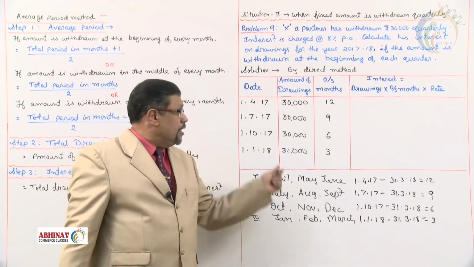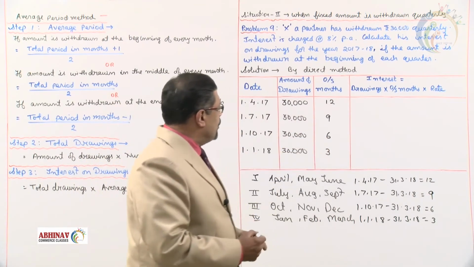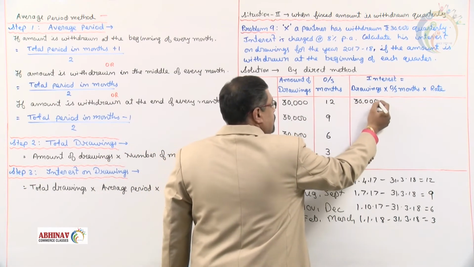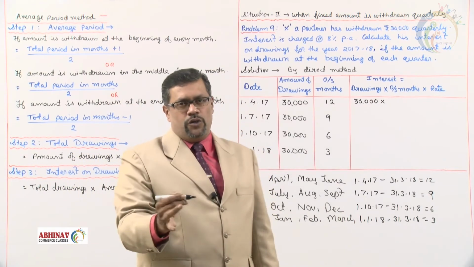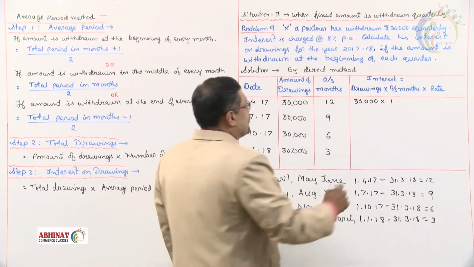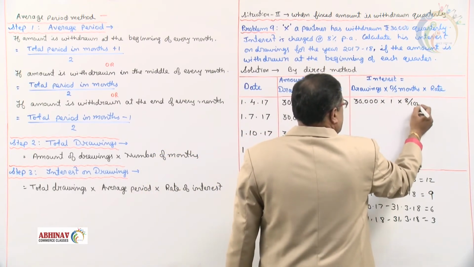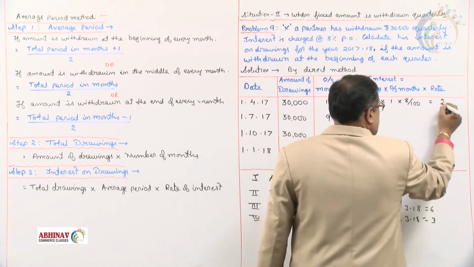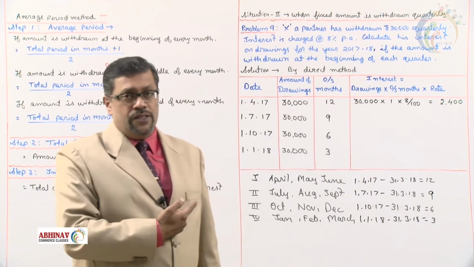Once this is clear, how we take the dates and the months, now comes the calculation of interest. Drawings for the first: 30,000 into how many months? 12. Instead of showing 12 divided by 12, we'll show it as for one full year. Into the rate of interest, 8%. 8% is 8 divided by 100, so 2 zeros are cancelled. 300 into 8, what you get is 2,400. This is the interest on the first drawings.